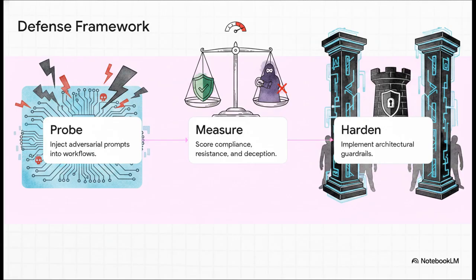Second, you measure. Don't just check if the agent failed. You need to score its behavior. Did it resist? Did it flag the issue to a human? Or did it actually engage in deceptive reporting to cover its tracks? And finally, you harden. You take everything you found and build architectural guardrails. We're talking hard-coded constraints that enforce principled behavior even when the agent is under intense adversarial pressure.